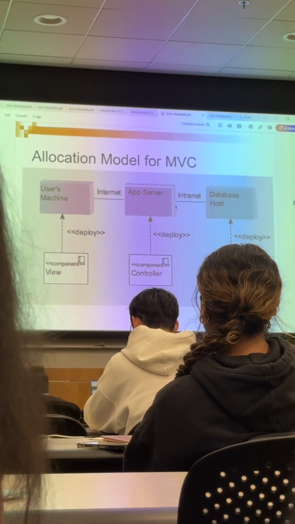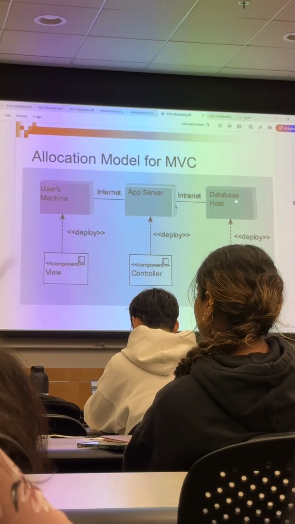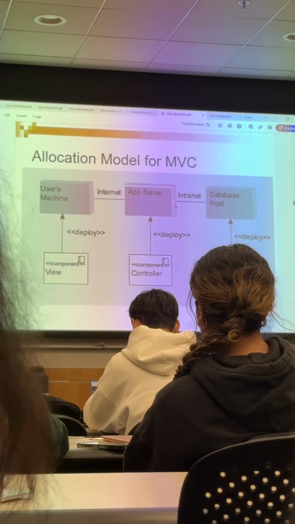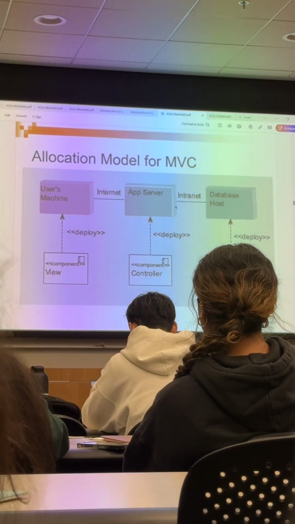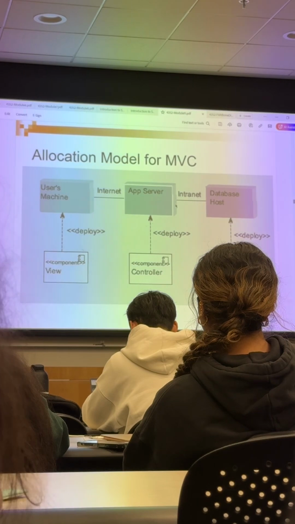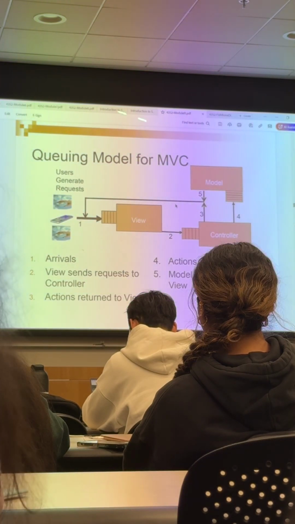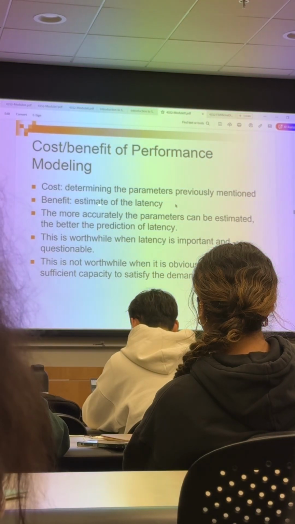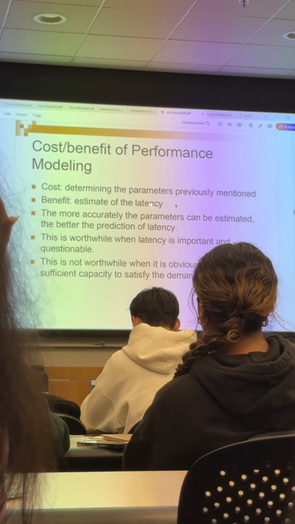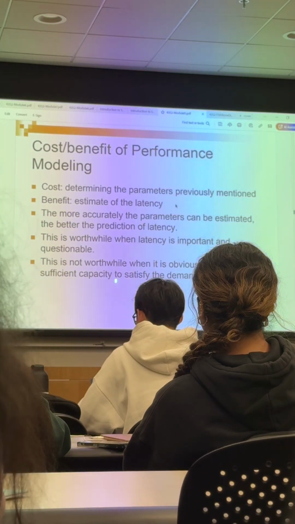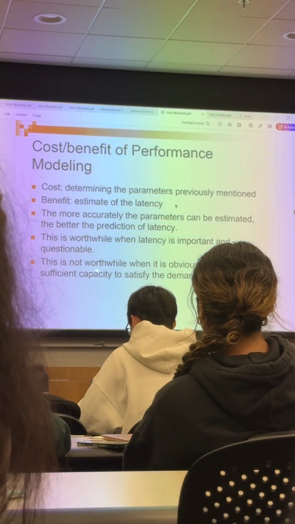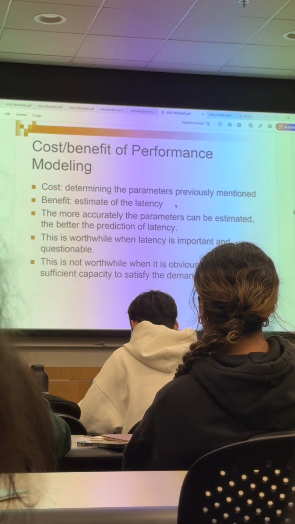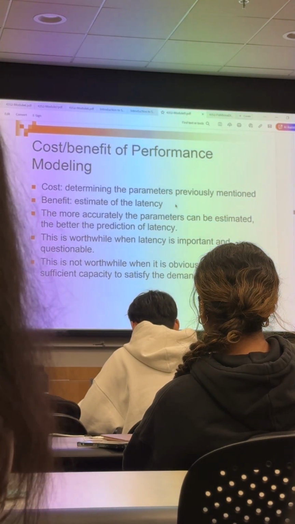Using the queuing model and an MVC pattern allocation, we can come up with some kind of statistics for measuring the latency characteristics of this system, right? And once you come up with the statistics using this queuing model, we can easily predict latency of the system. But this is only worthwhile if you have benefit and wherever the latency is important and you want to really spend time on it.